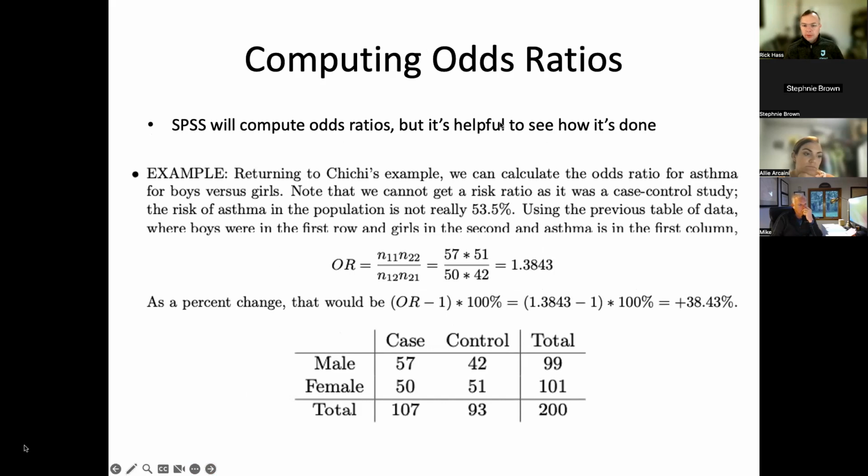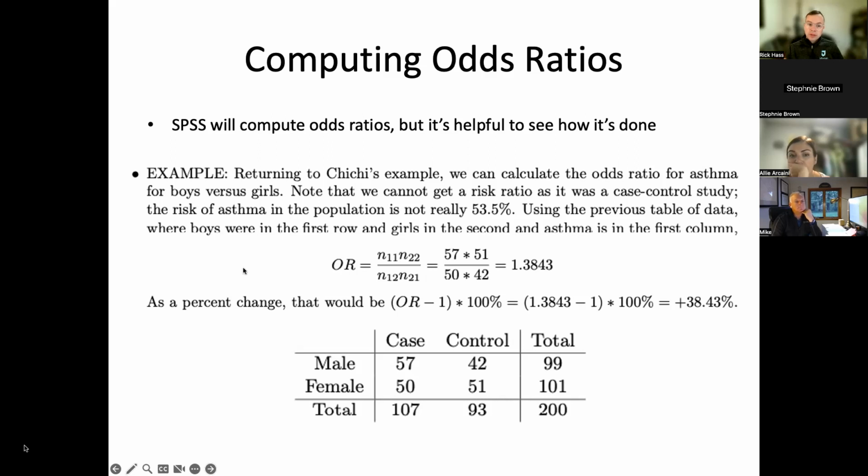So SPSS is going to compute odds ratios for you, and importantly, it's going to compute a confidence interval for the odds ratio, which is very, very important, just like it is for anything else. But it's helpful to see how it's done. In a 2x2 table, the odds ratio is pretty easy to compute. It turns out if you take the formulas for probabilities and then turn them into odds and turn them into odds ratios and cancel all of the terms, you end up with a pretty simple formula, which is just a function of the cell counts.